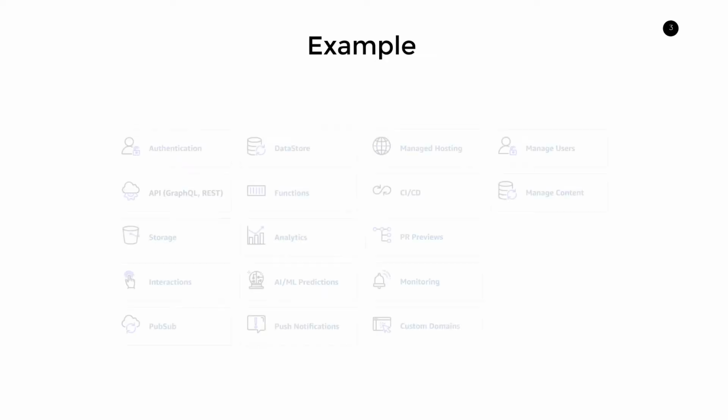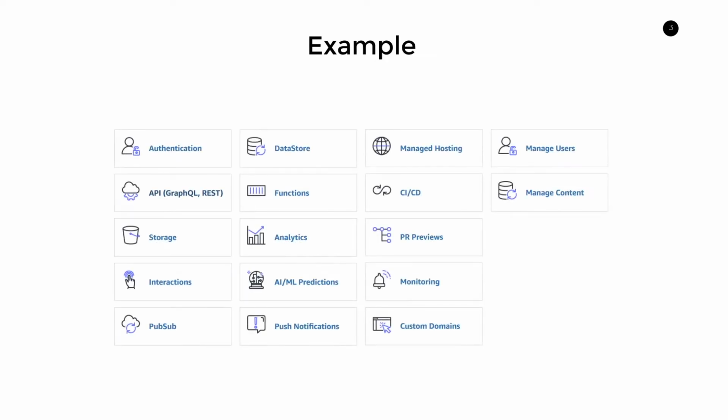So there's a whole bunch of different functionalities that are offered that you can add to your application through a simple CLI command. Things like authentication, data store, managed hosting, managed users, and a whole bunch of other things that you can see here. This is a really impressive list of things that you can easily do with AWS Amplify. But behind the scenes, there's no mystery here. So things like functions, for example, are really creating AWS Lambda functions to run your code. For data store, really you're using Amazon DynamoDB.